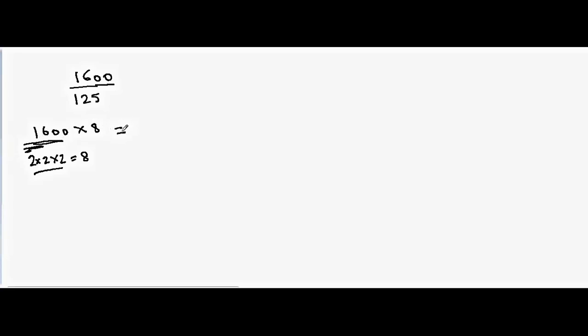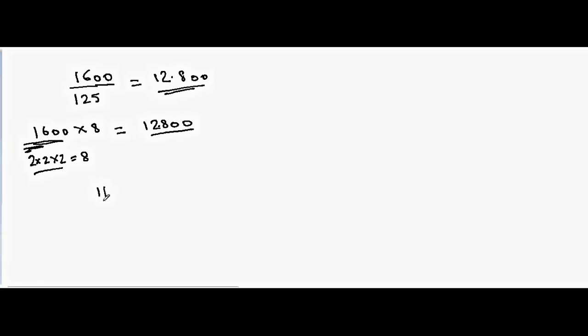So what is 1600 into 8? It's easy. We already know 16 into 4 is 64, so 16 into 8 is 128, and then we put two zeros at the end, and we put a decimal after three digits, so the answer will be equal to 12.800. This may be a little complicated. Let me show you a simpler example.